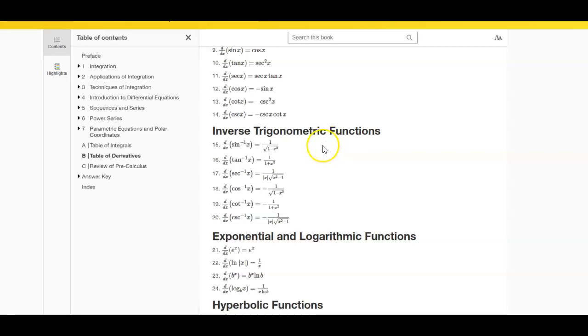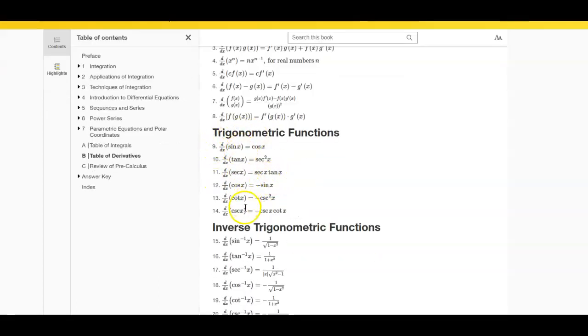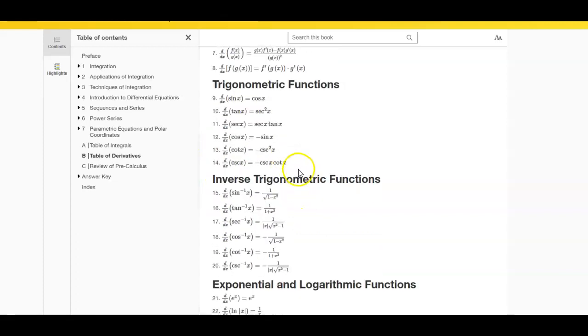Okay, so I want to start by talking about the table of derivatives. These are all things that you should have seen in Calculus 1. This goes through all the basic rules, down through the quotient rule, the product rule, the chain rule, then the trig functions. You may or may not have every single one of these memorized. Probably these trig functions you should.